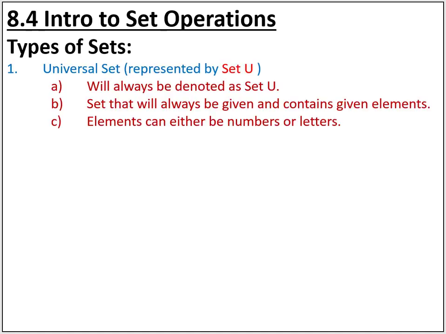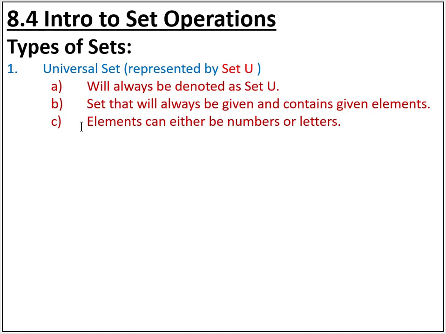The first set is called the universal set, represented by set U. What I mean by represented by set U is it will always be denoted as set U. So any given problems for set operation, you have a set U or the letter U. This set will always be given and contains given elements. So in every problem that you come across, you always have a set U. And in set U will be elements, and these elements can either be numbers or letters.